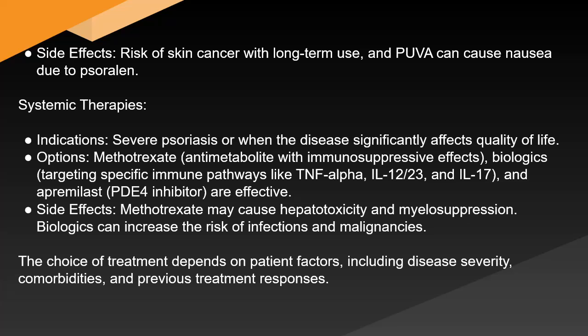Systemic therapies. Indications: severe psoriasis or when the disease significantly affects quality of life. Options: methotrexate, antimetabolite with immunosuppressive effects. Biologics, targeting specific immune pathways like TNF-alpha, IL-12/23, and IL-17, and apremilast, a PDE inhibitor, are effective. Side effects: methotrexate may cause hepatotoxicity and myelosuppression. Biologics can increase the risk of infections and malignancies. The choice of treatment depends on patient factors, including disease severity, comorbidities, and previous treatment responses.